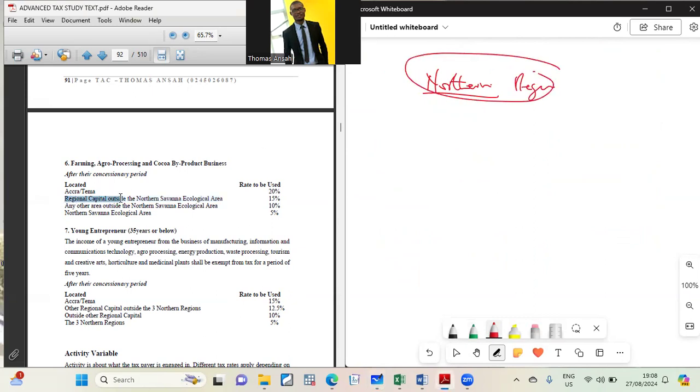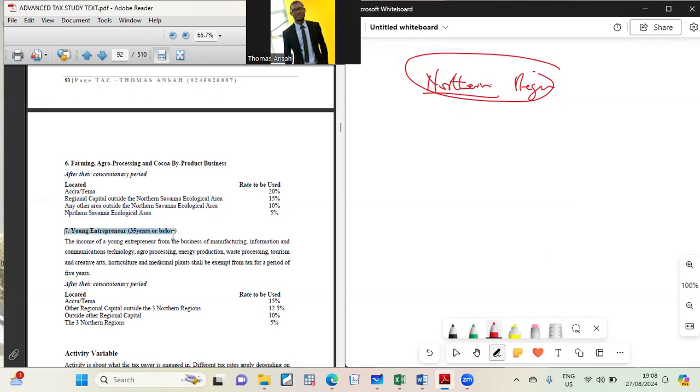So if you're in a regional capital outside the Northern Savannah Ecological Zone, for example, if you are in Kumasi, that is not Accra Tema. If you are in Cape Coast, or in the other regional capitals other than the Northern Savannah Ecological Zone, your tax rate is 15%. Any other area outside the Northern Ecological Zone that is not a regional capital is 10%. Then if you are actually in the Northern Savannah Ecological Zone, you pay 5%. So basically that's that.